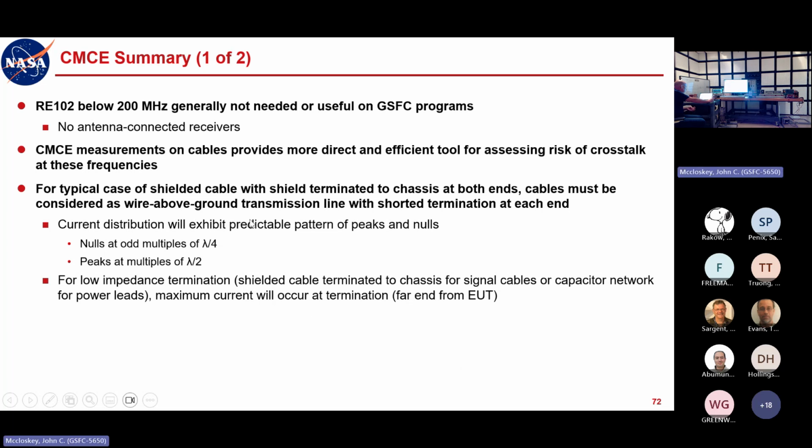And for a typical case of a shielded cable with a shield terminated to chassis at both ends, the cables must be considered wire above ground transmission lines with shorted termination at each end. Or in the case we just talked about, it might be an open termination at least at the load end. And the current distribution will exhibit a predictable pattern of peaks and nulls.